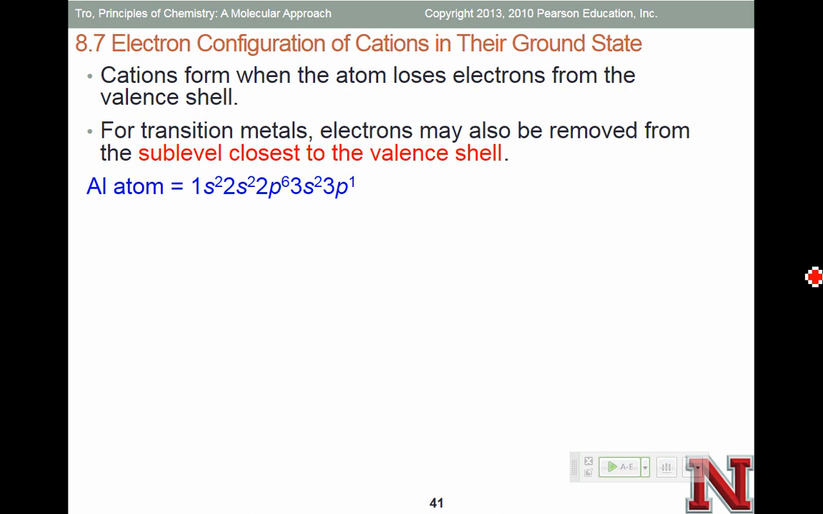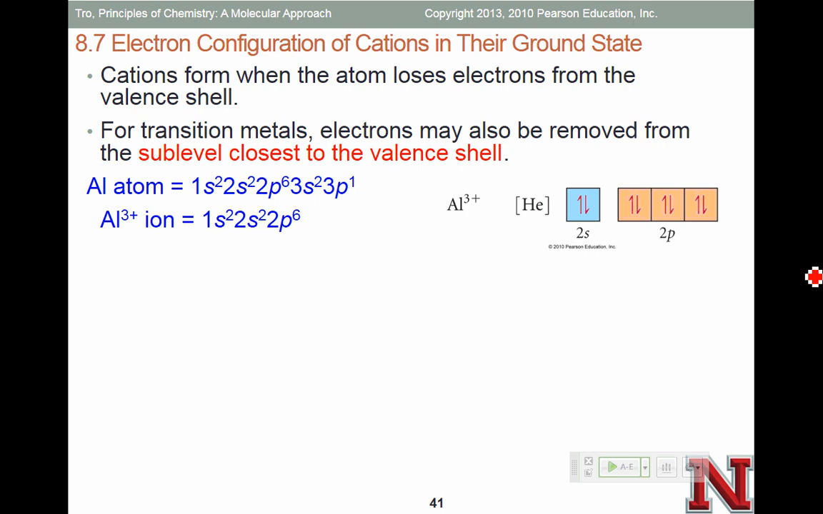If we look at aluminum, again, aluminum loses 3 electrons, it loses our 3p1 and our 3s2 to form that 3+. So notice they're gone, and this is our configuration.